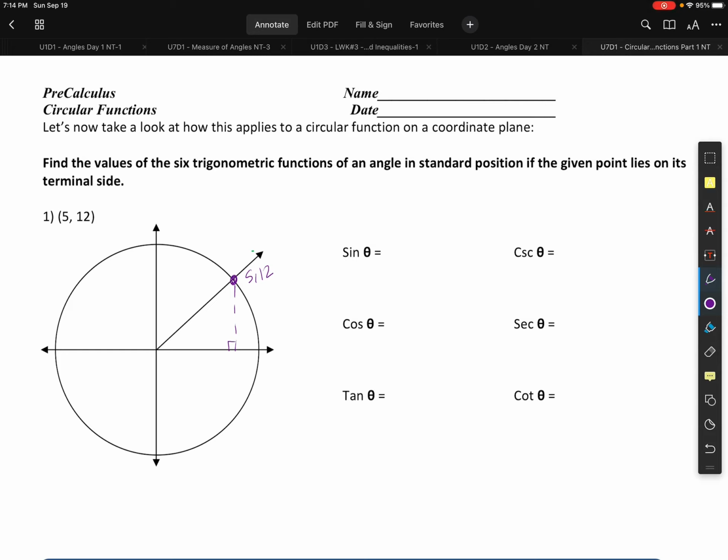All right, so here we went 5 units to the right and 12 units up to make our triangle. How do we figure out our hypotenuse? Well, if we have a right triangle, Pythagorean theorem. A squared plus b squared equals c squared, which in this scenario, 5 squared plus 12 squared equals c squared. All right, c in the end is 13.